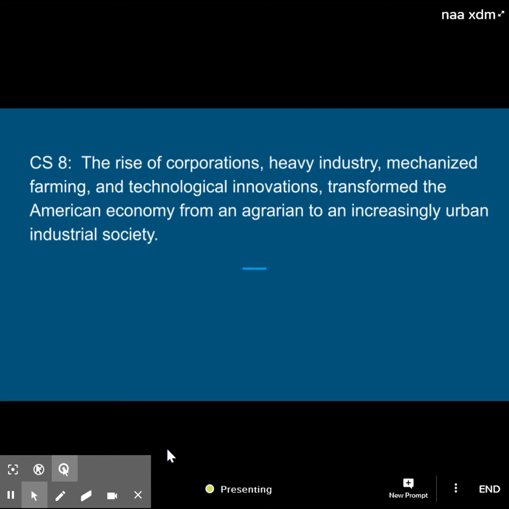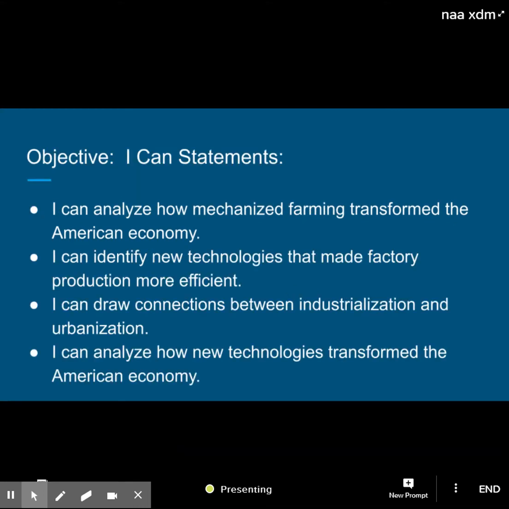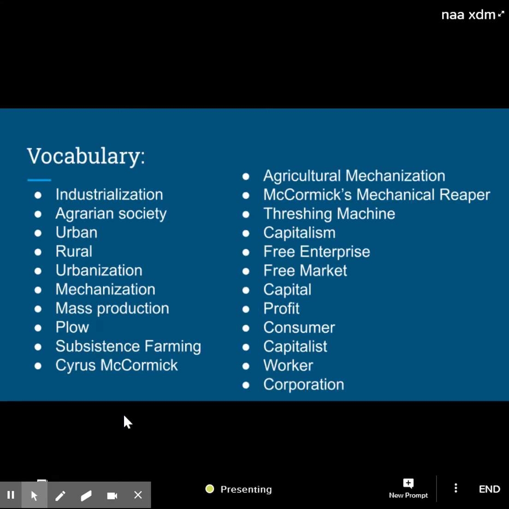urban, etc. All right, so our objectives. By the end of this presentation, you should be able to analyze how mechanized farming transformed the American economy, how to identify new technologies that made factory production more efficient. You should be able to draw connections between industrialization and urbanization. And you should be able to analyze how new technologies transformed the American economy.